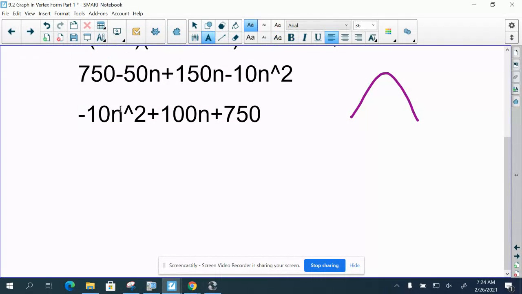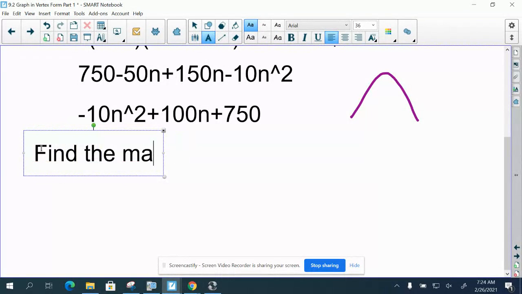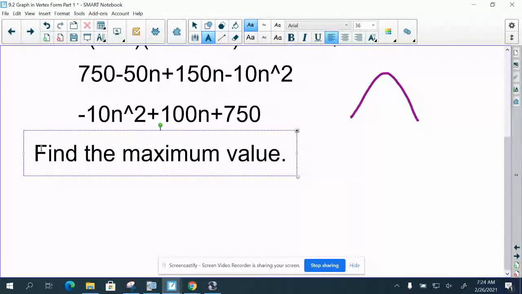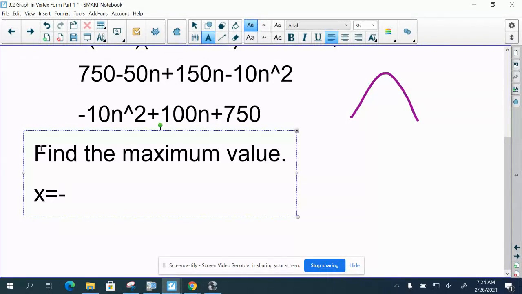And the next question says, find the maximum value. So if we want to find the maximum value, this is like the first question. You want to use the negative b over 2a. So negative b is 100 over 2 times negative 10. So first of all, the negatives will cancel. 2 times 10 is 20. 100 divided by 20 gives us 5. So 5 is when the maximum value occurs.